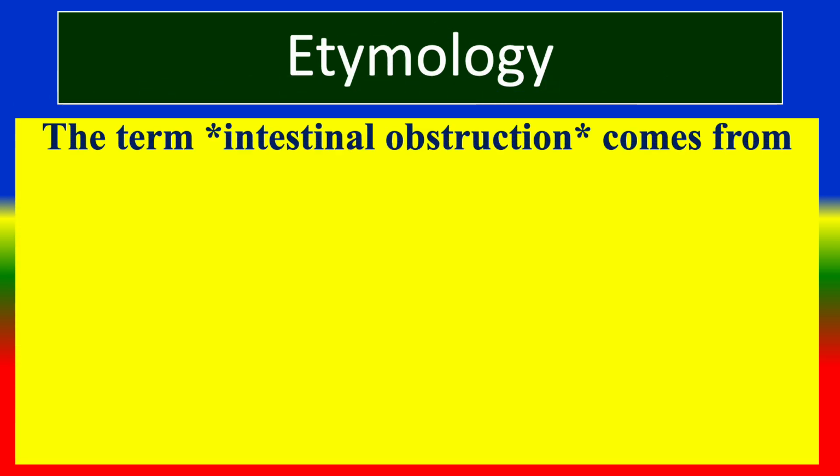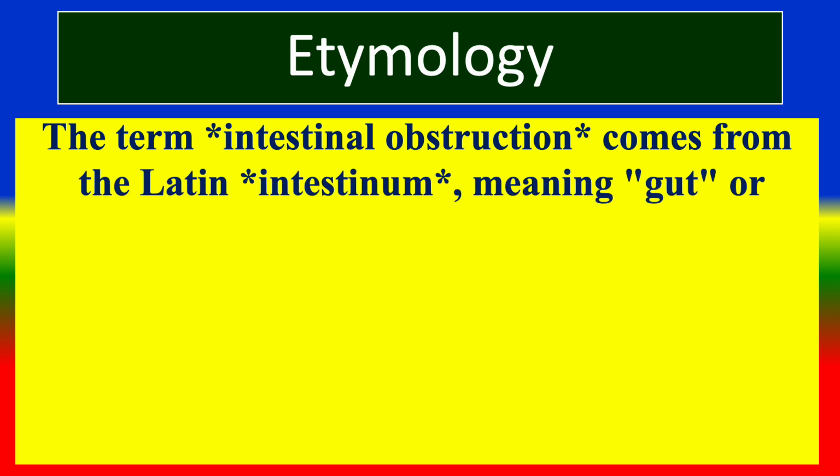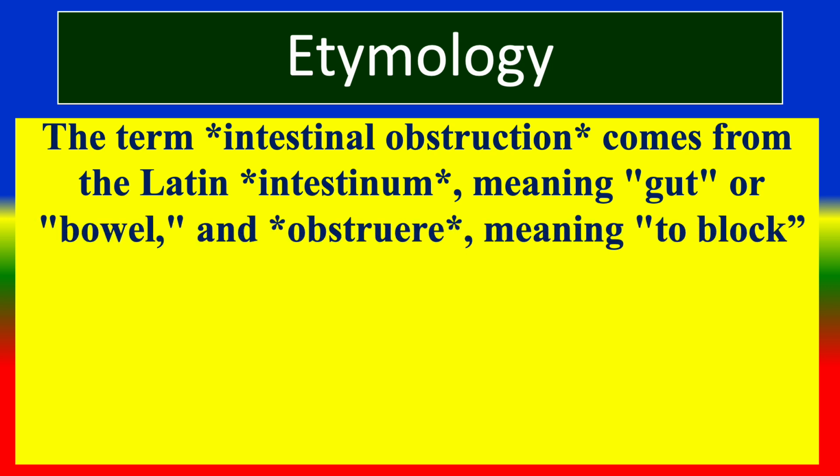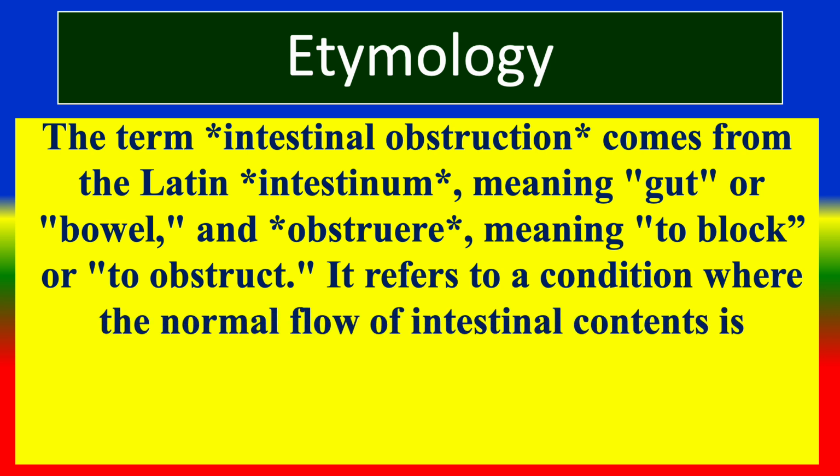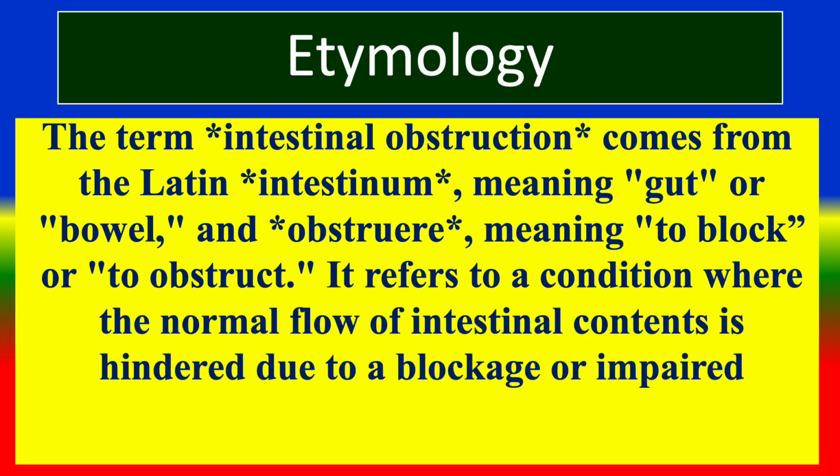Etymology. The term intestinal obstruction comes from the Latin intestinum, meaning gut or bowel, and obstruere, meaning to block or to obstruct. It refers to a condition where the normal flow of intestinal contents is hindered due to blockage or impaired movement.